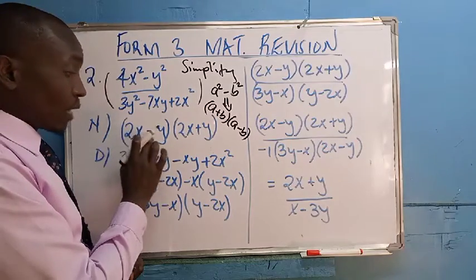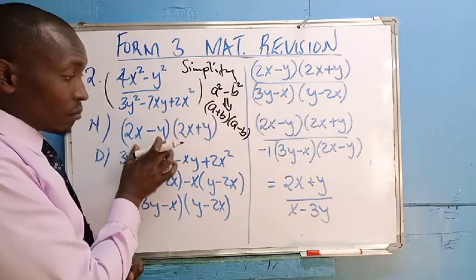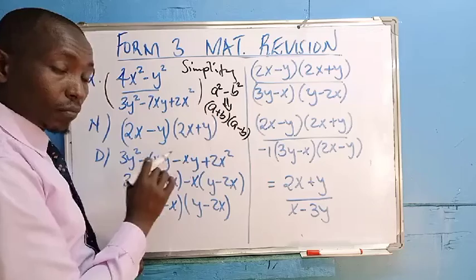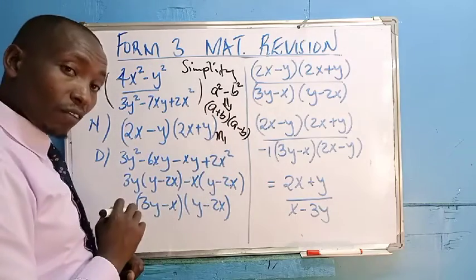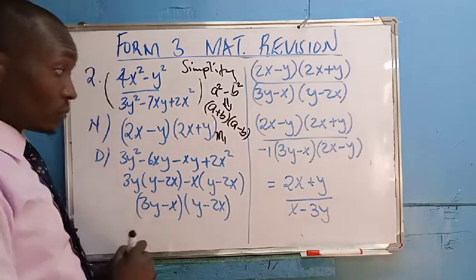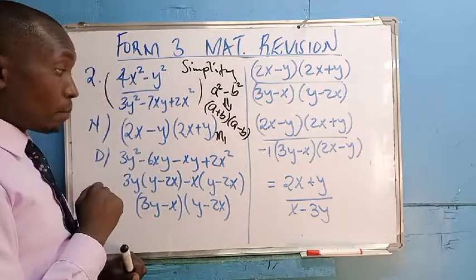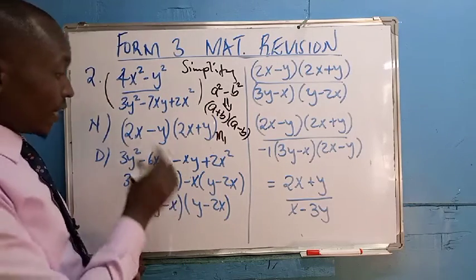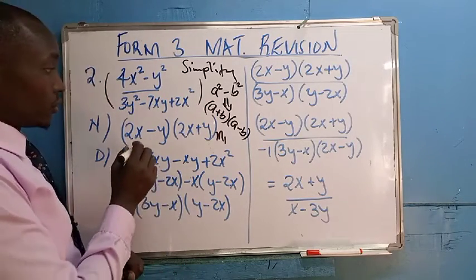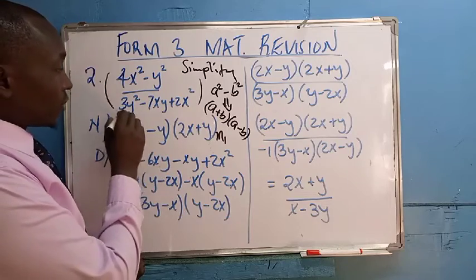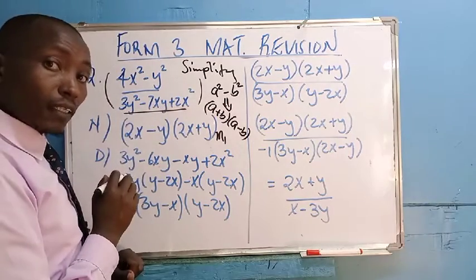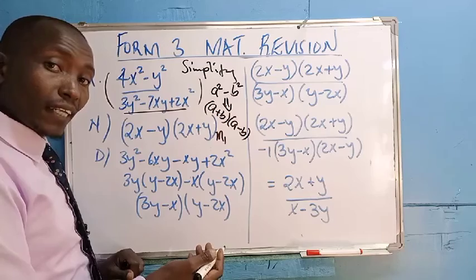So 2x minus y multiplied by 2x plus y. And that's where the student gets the first mark, factorizing the upper expression. Then we consider the lower expression here. The lower expression is just a quadratic expression, so we only need to factorize it.